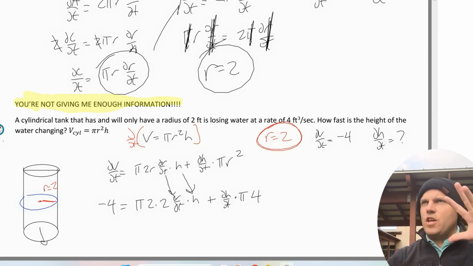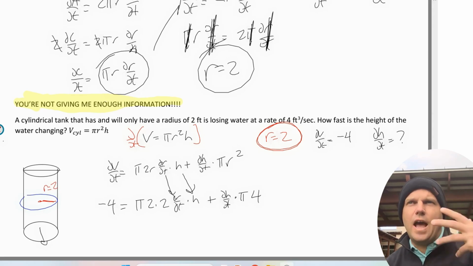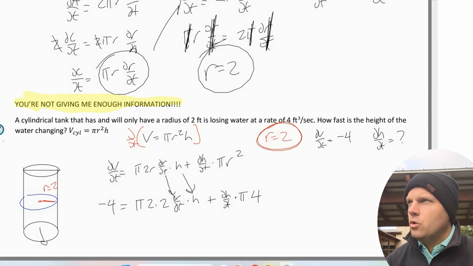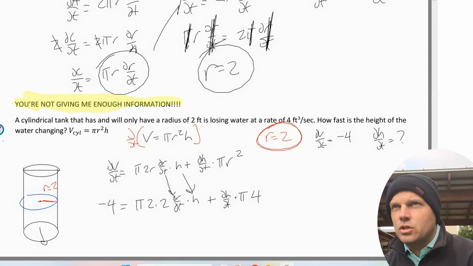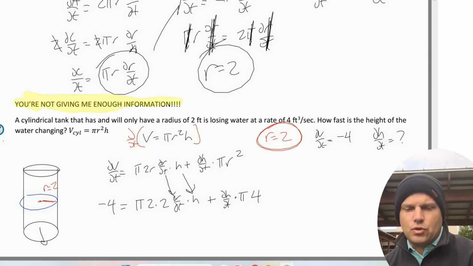This is different from our spheres. This is different from our circles, where everything has to change. With certain situations, you're not going to have 2 things changing at once.